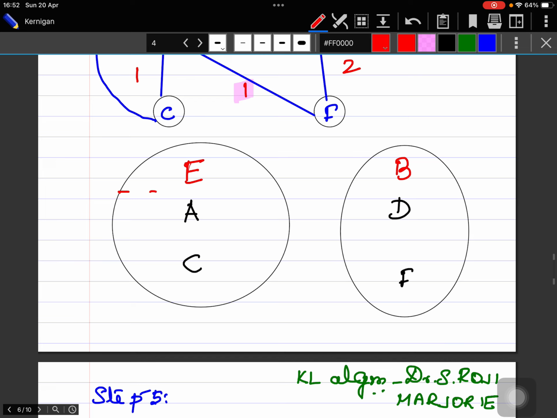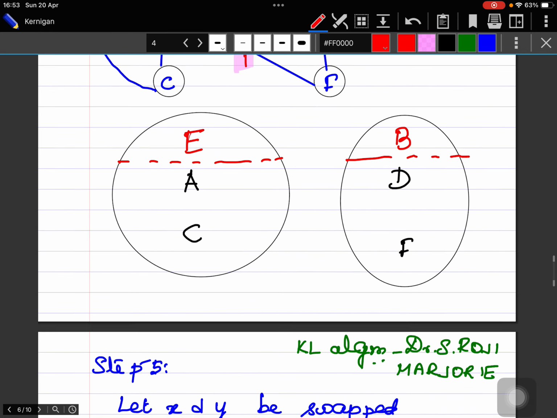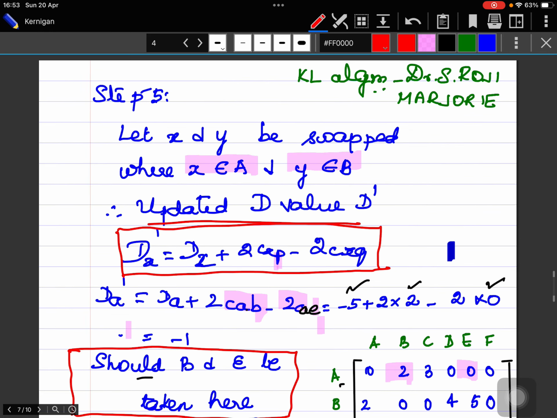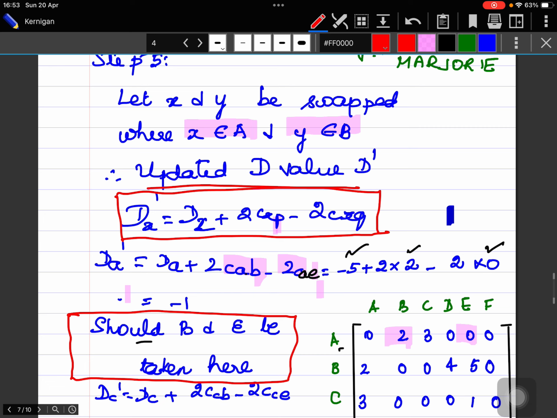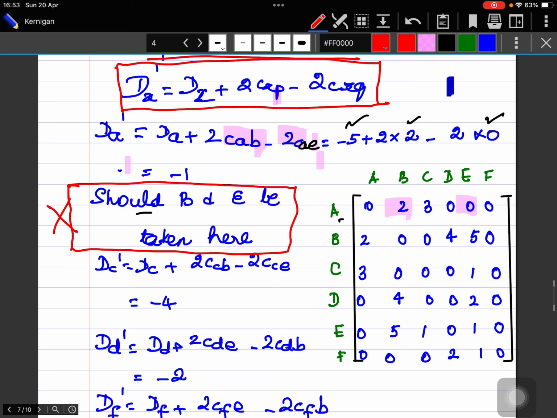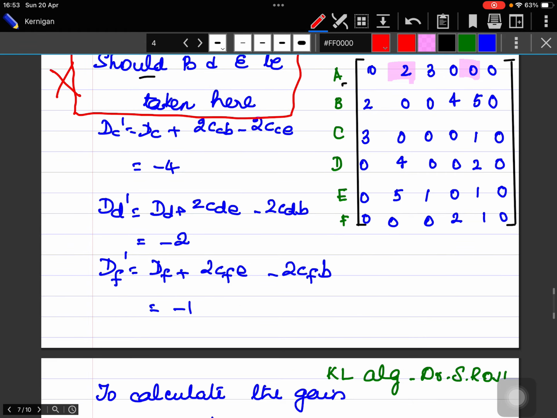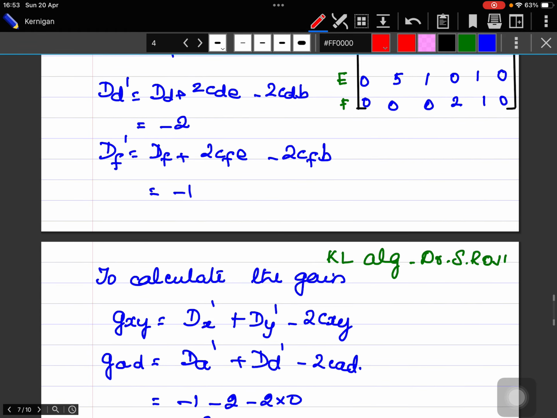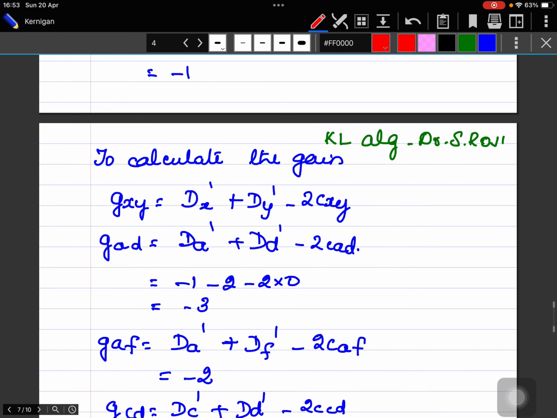So what can I do? I'm assuming E and B are temporarily locked. So in the upcoming steps in the first iteration, we are not going to consider E and B now. For calculating the updated values also, what should I do? Should I take B and E here? No, I need not take them. So what are the values that I should calculate? I should calculate dA dash, dC dash, dD dash and dF dash. All those values I have shown here. So from this we have to calculate the gain.